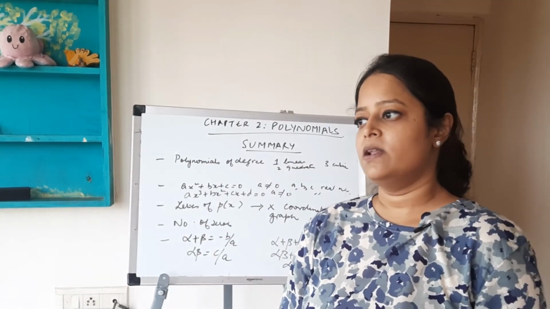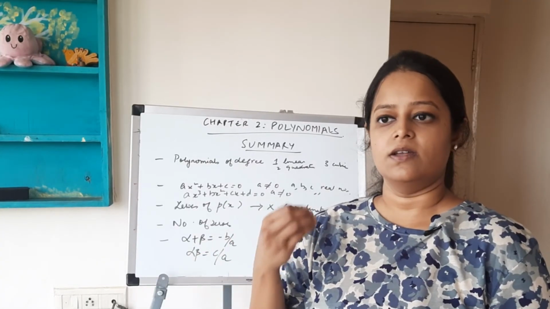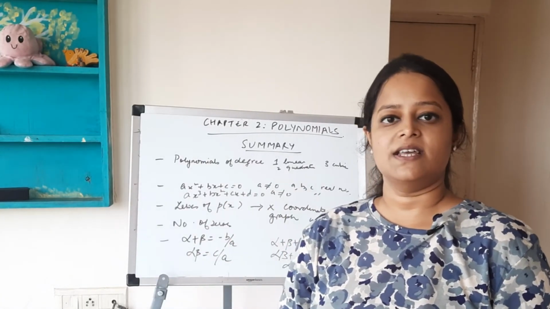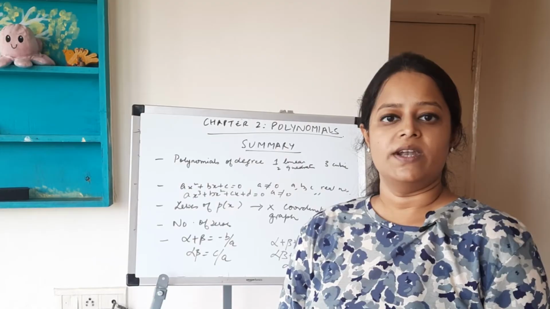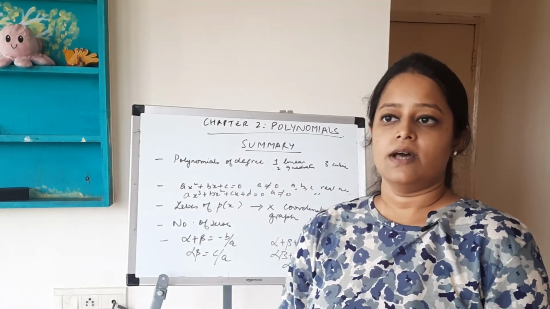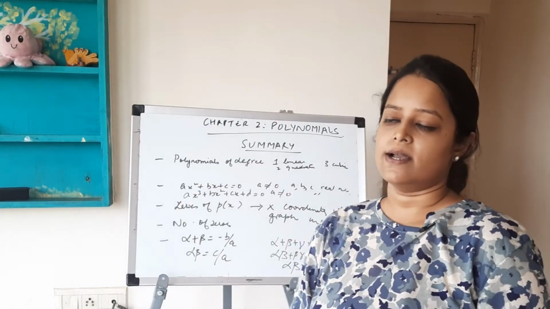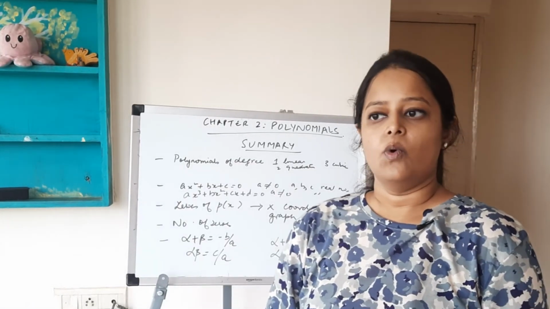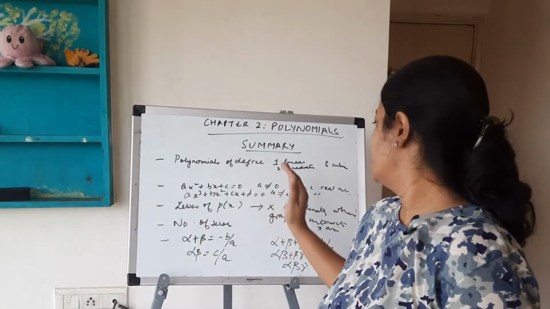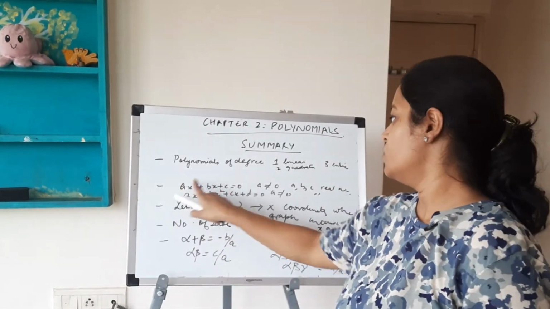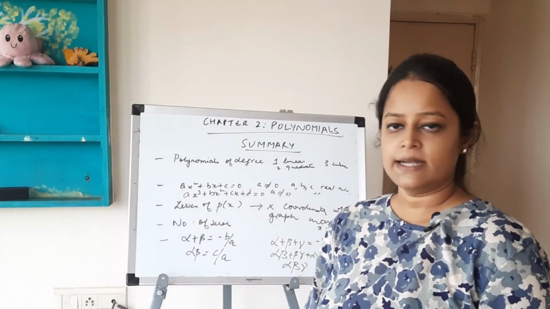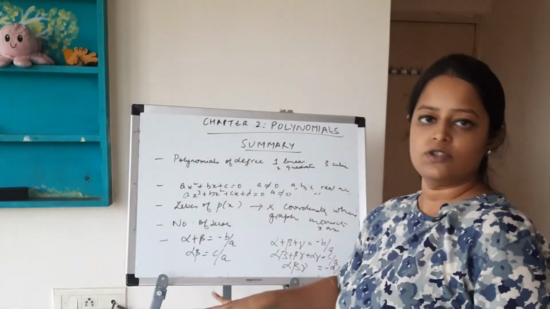So a linear polynomial is ax plus b, where the degree is 1. A quadratic polynomial is ax square plus bx plus c, where the degree is 2, and the highest power of x is 2. And ax cube plus bx square plus cx plus d, the highest power is 3. What are these known as? Linear, quadratic, and all those things. These are how they are represented for the purpose of our understanding, where a is not equal to 0.